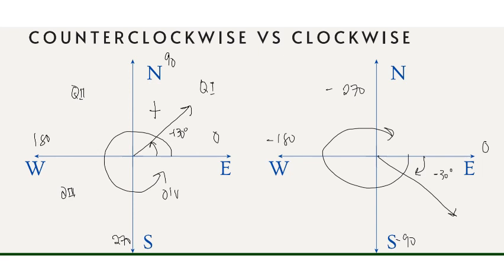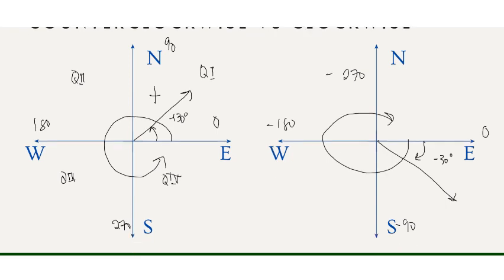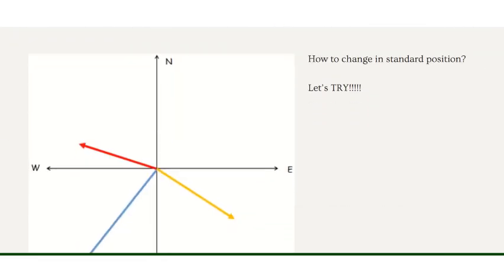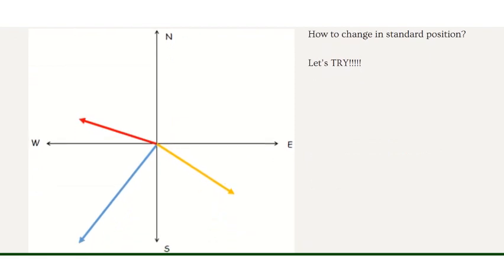So you can see, iba yung position niya in terms of quadrant, iba rin yung magiging direction niya, iba rin yung magiging bearing niya, which we'll be discussing later on. Okay, so please take note of this thing. Okay, next. Now, let's try changing different vectors into their standard position.